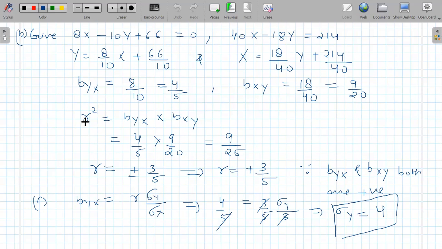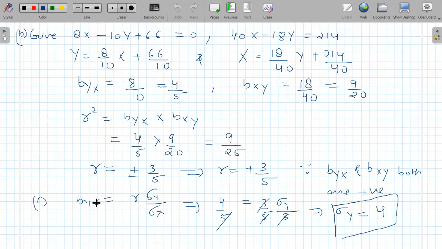Then we use the property that the correlation coefficient is the geometric mean of the regression coefficients. So we multiply these two and get the value of r squared. Then we take the square root. There will be two signs here. Which sign is to be taken depends upon the sign of b_yx and b_xy. If both are negative, then r will be taken as negative. If both are positive, then r will be taken as positive. So here both are positive, so we'll take r positive.